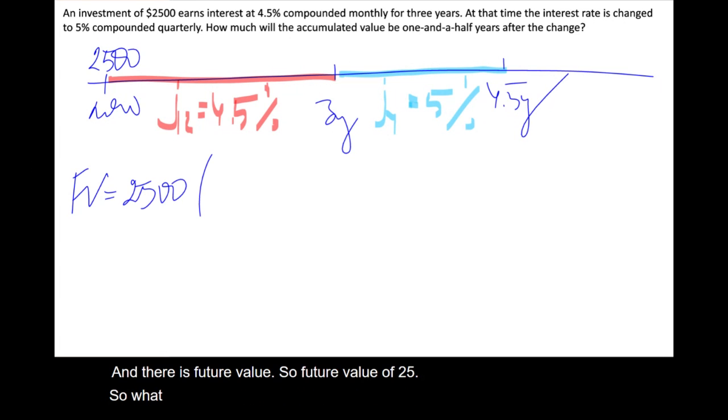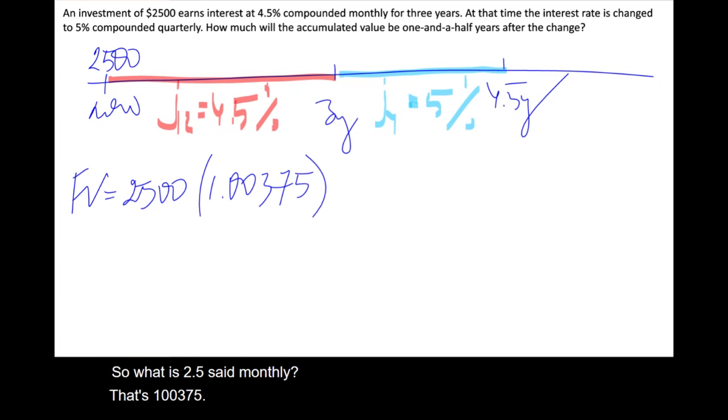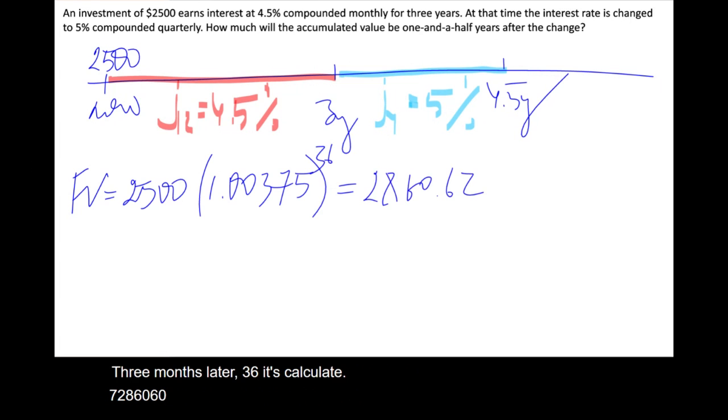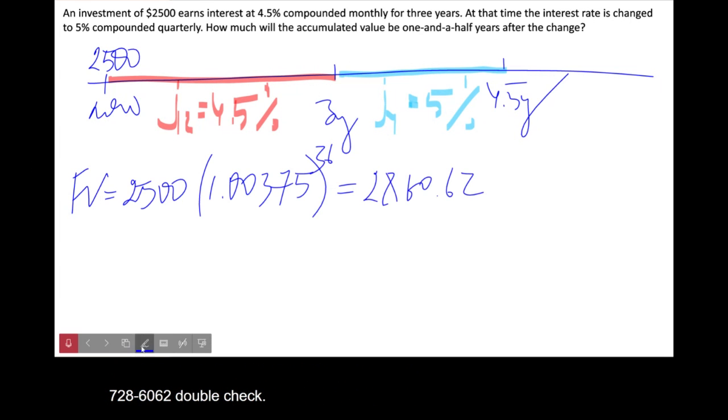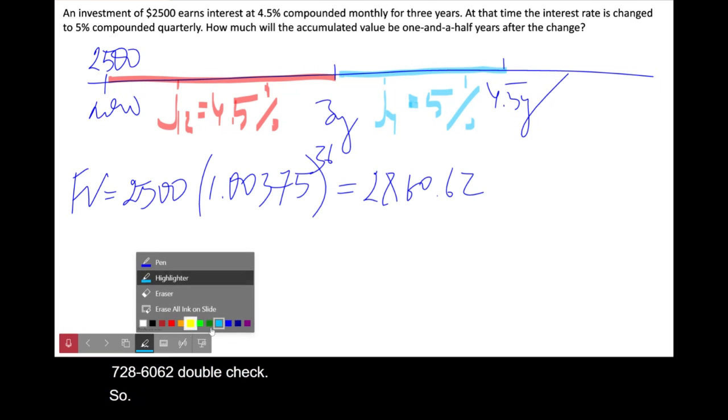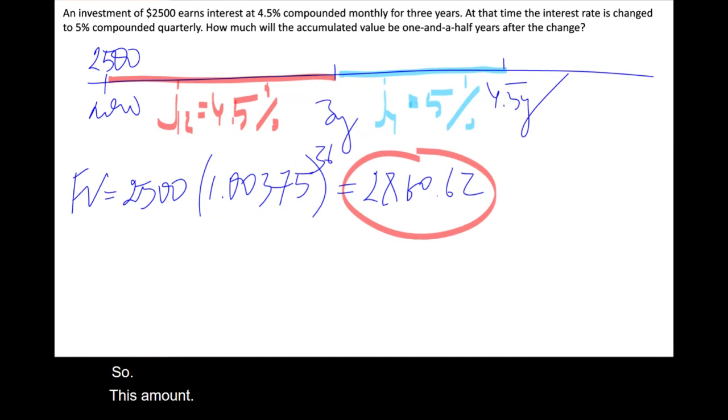So what is 4.5% monthly? That's 1.00375. Now 3 years monthly is 36 periods. Let's calculate. So 2,860.62. Let me double check. Yeah. So this amount is right here.